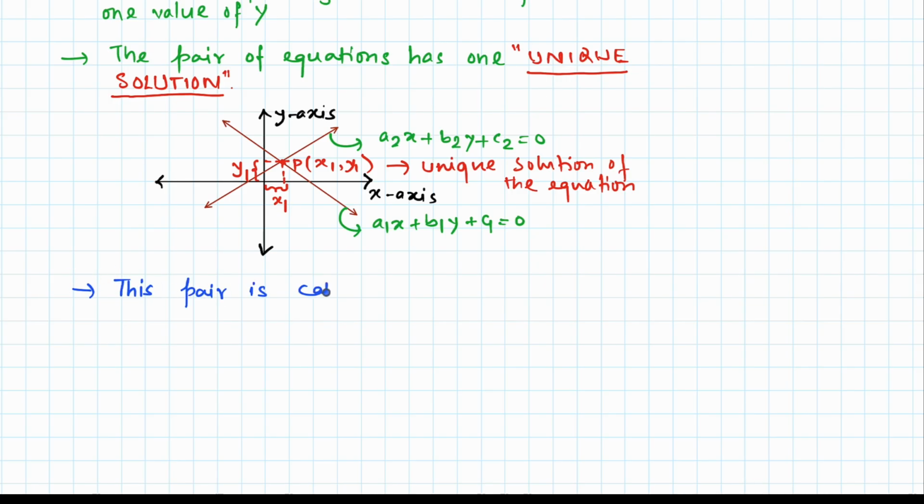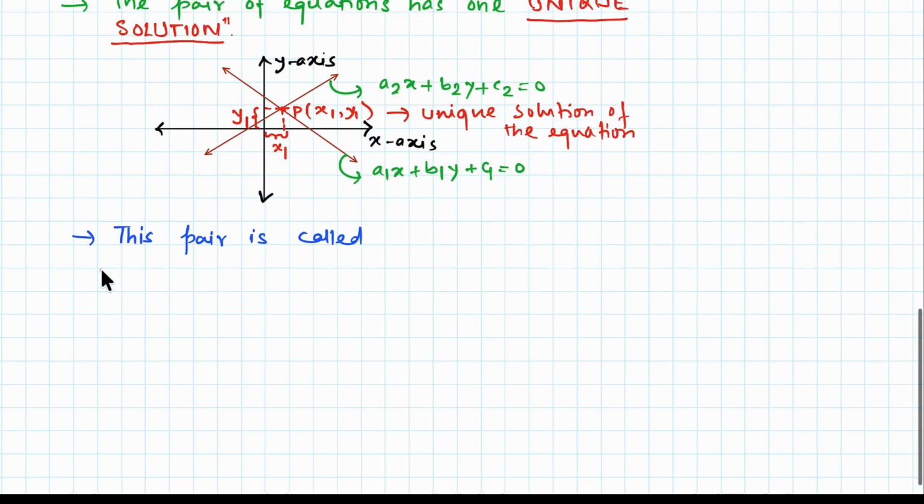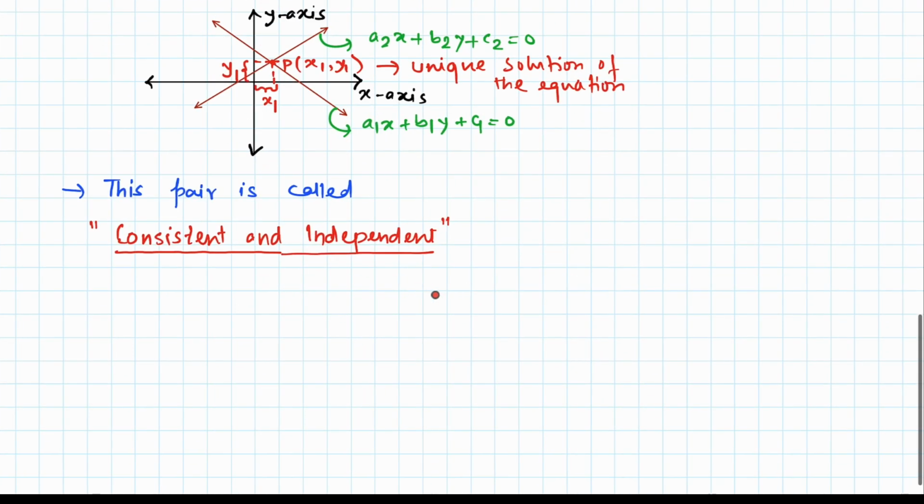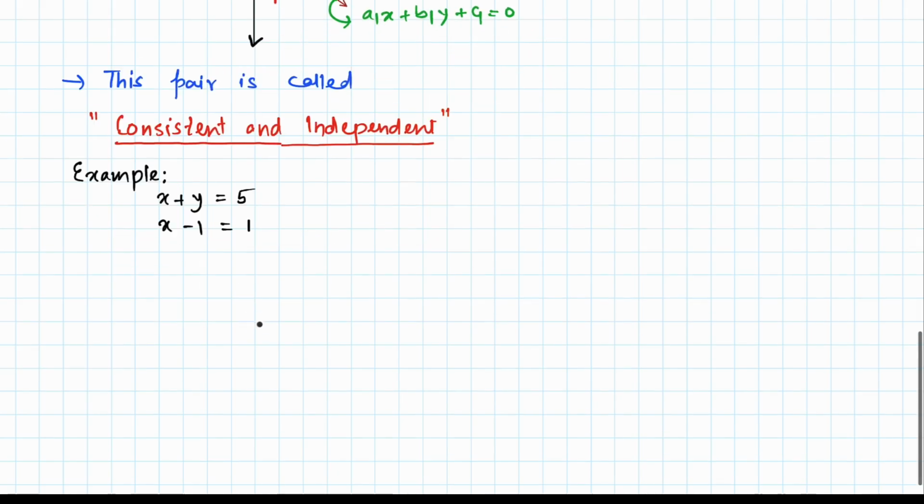Now this pair is called a consistent and independent solution. So we'll get a consistent and we'll get an independent solution. Now let's take an example. x plus y equal to 5 and x minus y equal to 1.